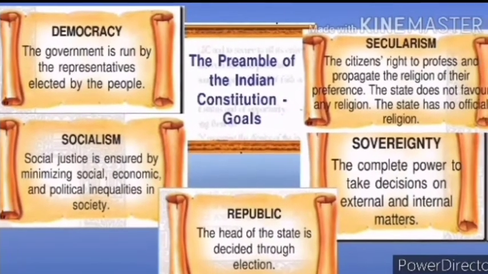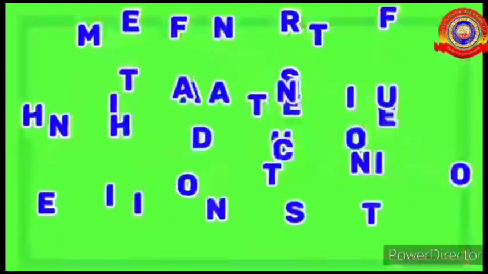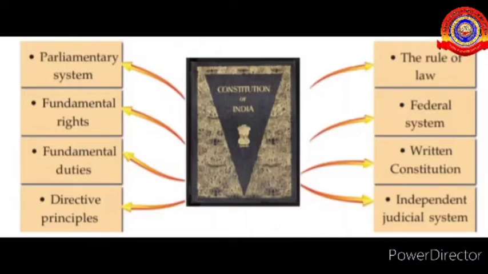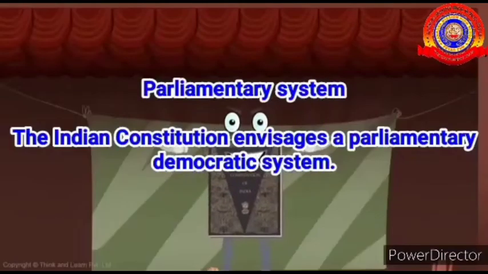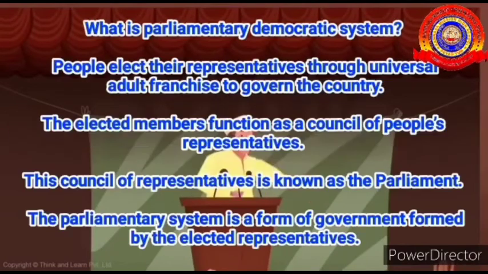Next, the main features of the Indian Constitution. The main features of the Indian Constitution are parliamentary system, fundamental rights, fundamental duties, directive principles, the rule of law, federal system, written constitution, and independent judicial system. Let's look at them in detail. First one, parliamentary system. The Indian Constitution envisages a parliamentary democratic system.